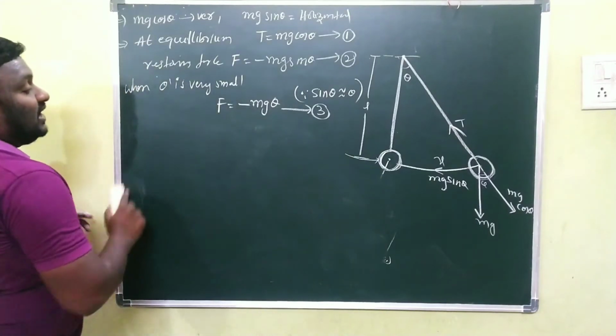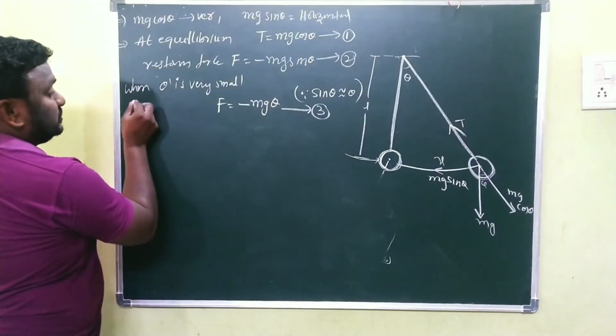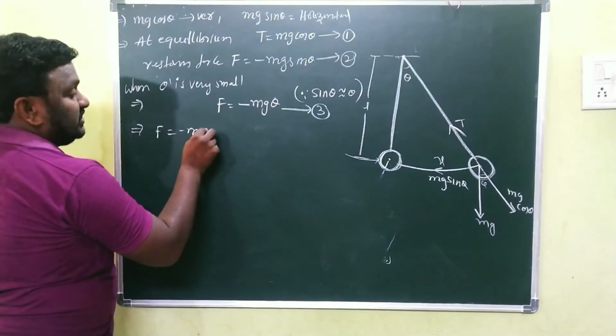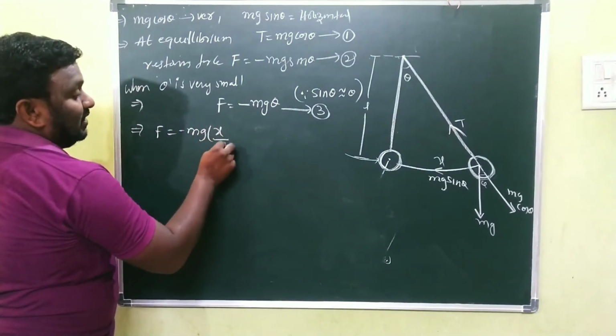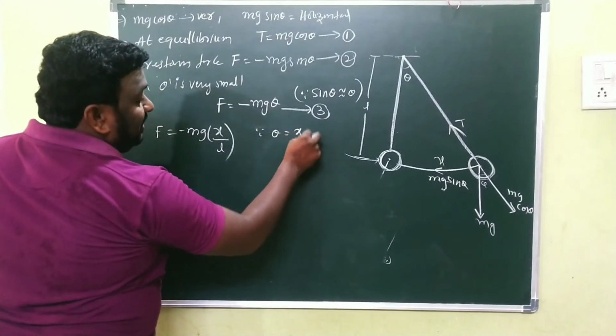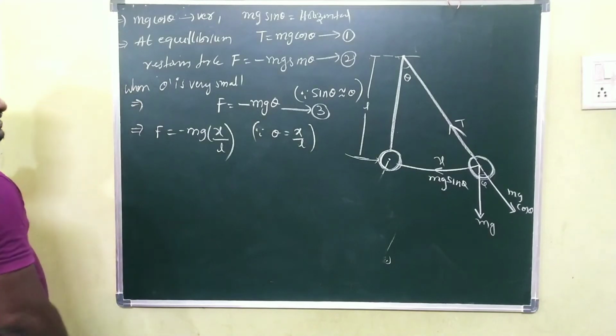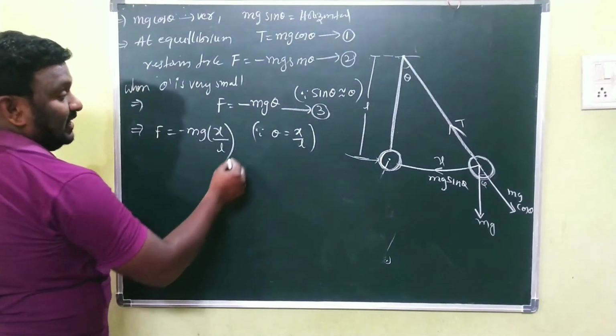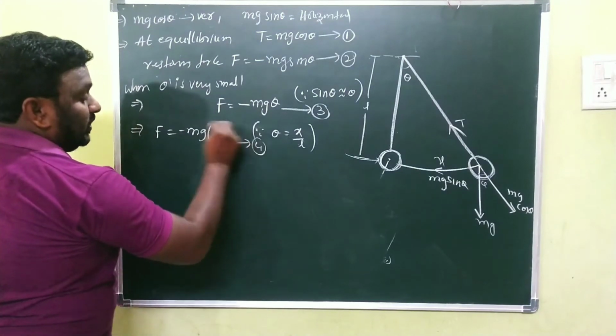So here I am going to write F is equal to minus mg into X by L, arc by radius, since theta is equal to X by L. Clear, children? So F is equal to minus m into g into X by L. Now this is equation number 1.